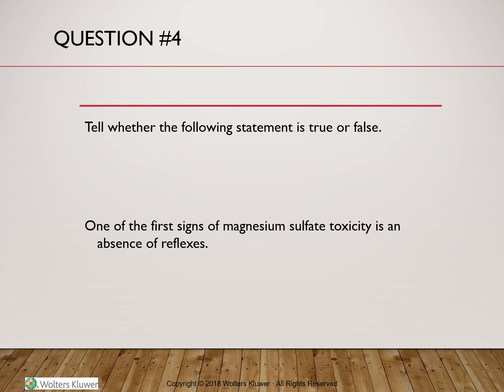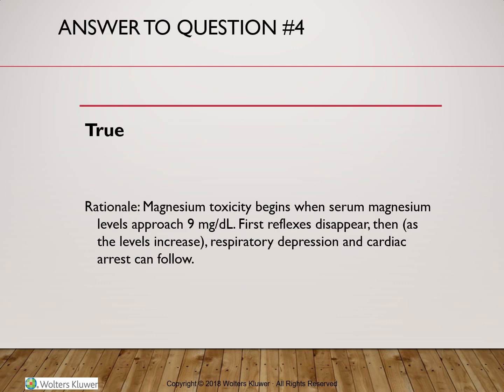Question number 4, tell whether the following statement is true or false. One of the first signs of magnesium sulfate toxicity is an absence of reflexes. The answer is true. Magnesium toxicity begins when serum magnesium levels approach 9 milligrams per deciliter. First, reflexes disappear, then, along with an increase in the levels, respiratory depression and cardiac arrest will follow.